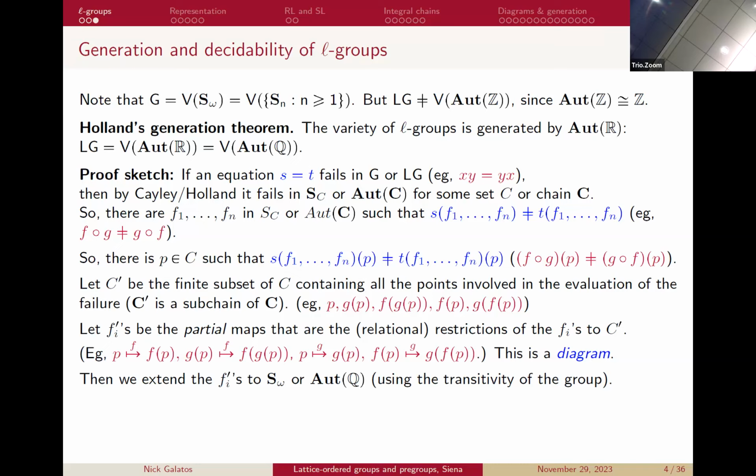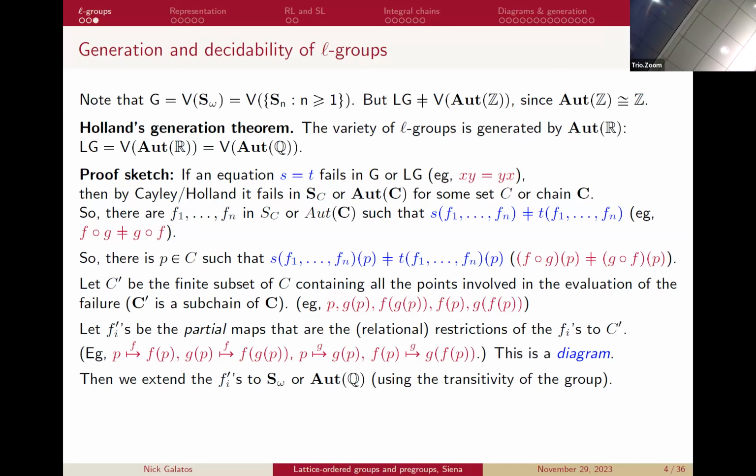And they will be witnessing the failure because they still will be there, and you can still do the calculations the same way on those points. So in the end, G of F of P and F of G of P will be different points. So the equation will fail.